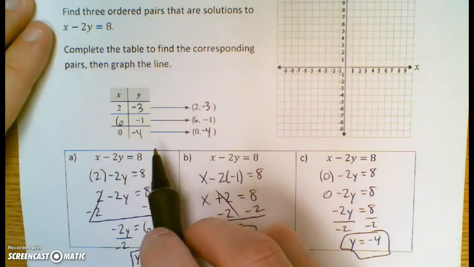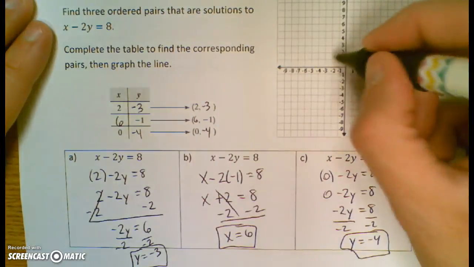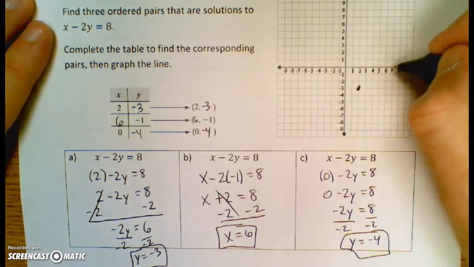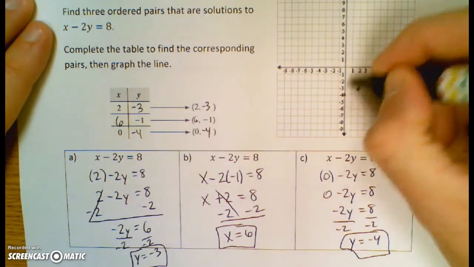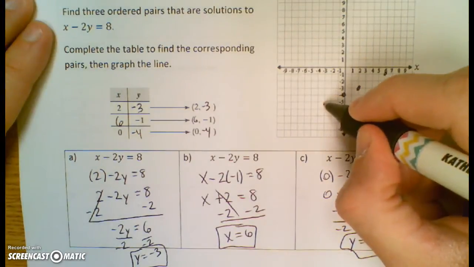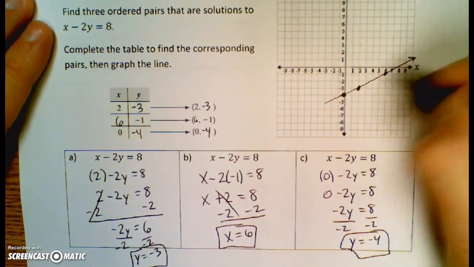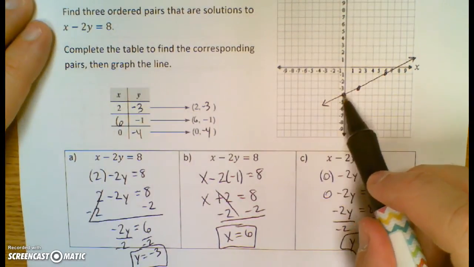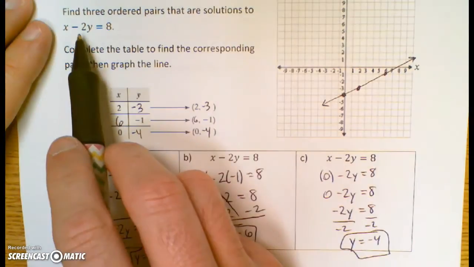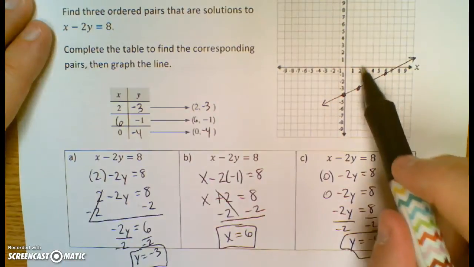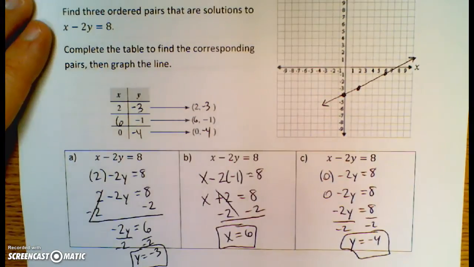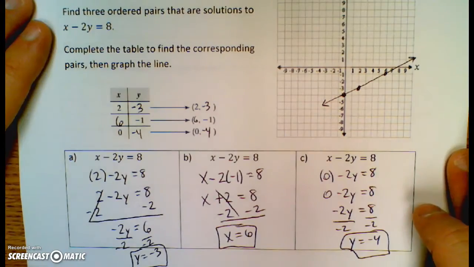So now I can plot these points onto the coordinate system. So I've got 2, -3, 6, -1, and 0, -4. And if you do this right, you'll see that you're able to draw a line through those points. What this line represents is that every point that's on this line is going to be a solution to this statement. So any x and y coordinate that I can pick that would be on this line would be a solution to this graph.